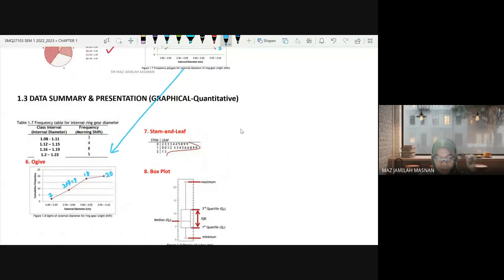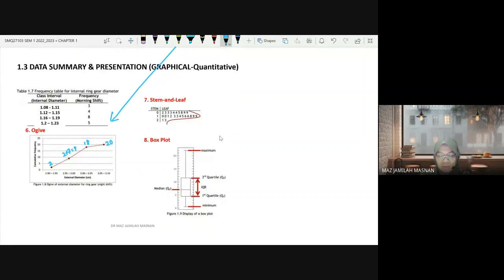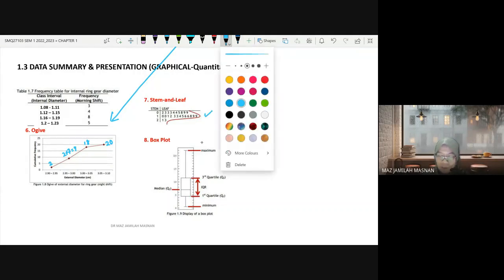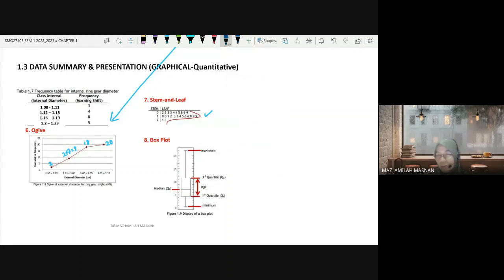So let us move to the last two charts that we can use for our quantitative data. The second one is stem and leaf. For stem and leaf, there will be a specific example later, and we will see how we can come up with this particular stem and leaf chart. And the last one, which is the most important chart that we will use in statistics, will be the box plot. The box plot, or we can call it the 5 number summary.